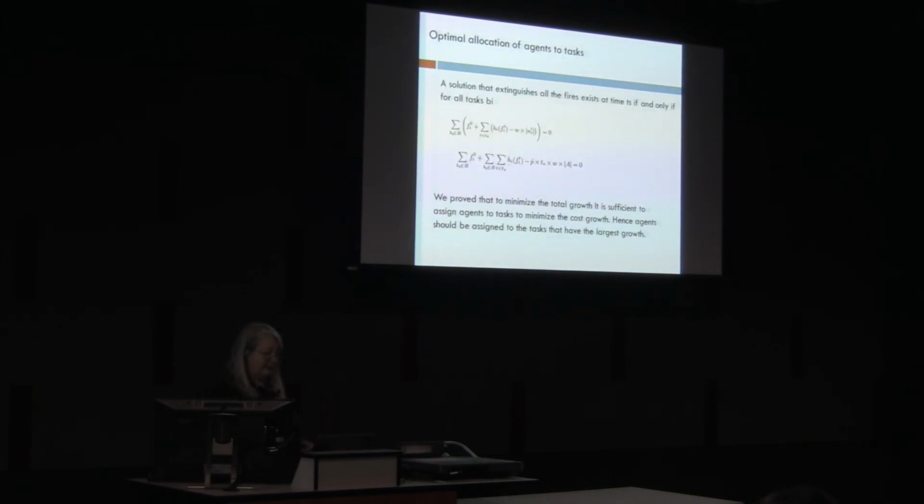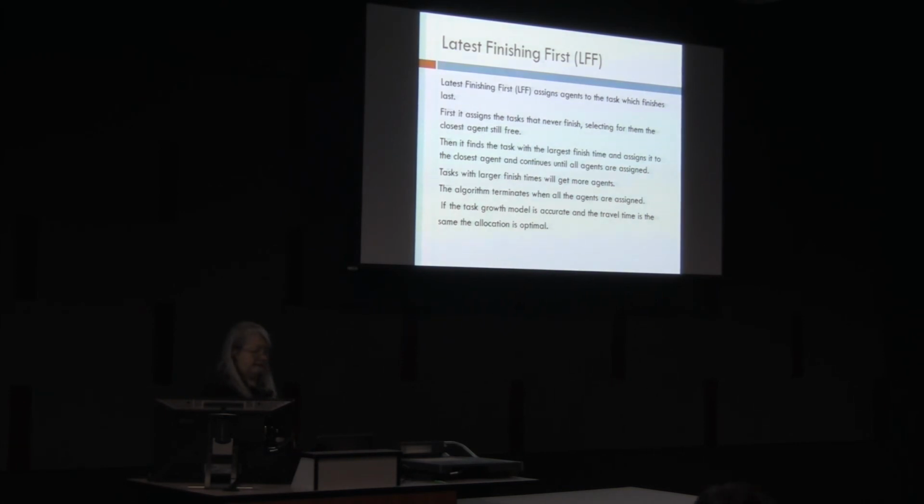So we come up with an algorithm and prove that, with the assumptions we made, it is sufficient to minimize the total growth by assigning agents to tasks that minimize the cost growth. I find a task that I expect to finish last, and I assign an agent to the task. Assigning an agent to the task is going to reduce its growth. I keep on doing this until I assign all my agents. When all agents are assigned, the algorithm terminates, and this is the optimal solution under the assumptions.